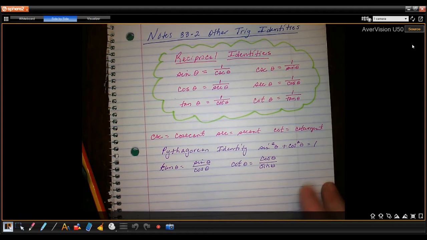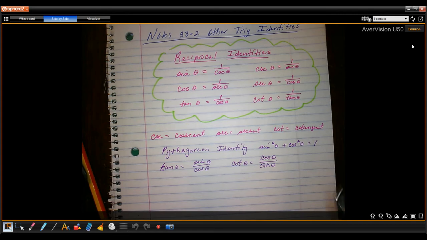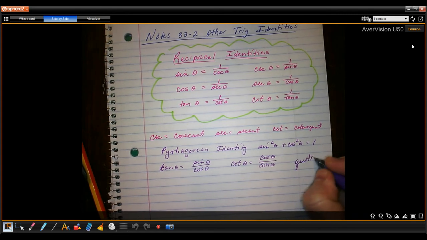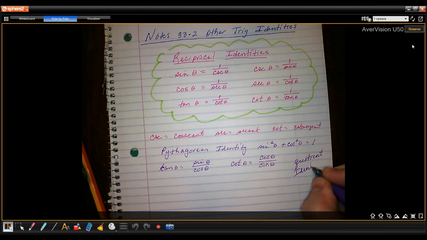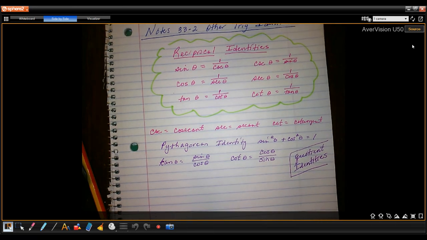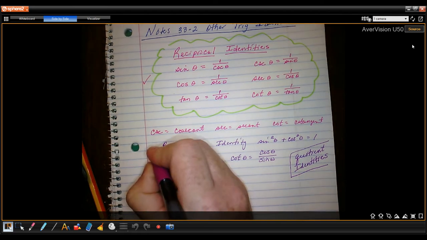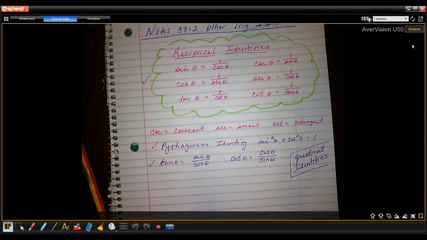You have these 6 reciprocal identities, you have this Pythagorean identity, and then you have 2 more quotient identities. So these are quotient identities right there. Make sure you understand these 6, you understand the Pythagorean identity, and you understand the quotient identities.